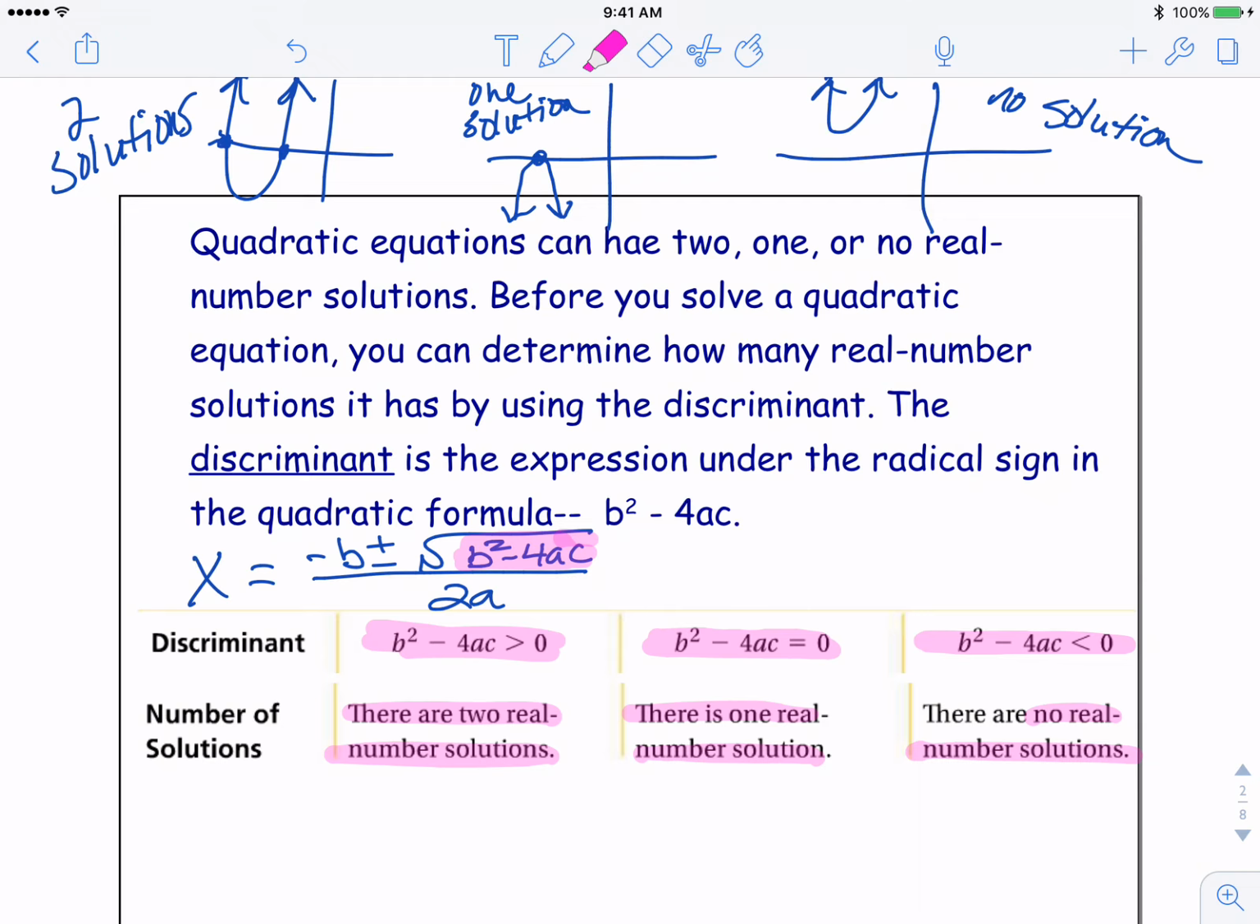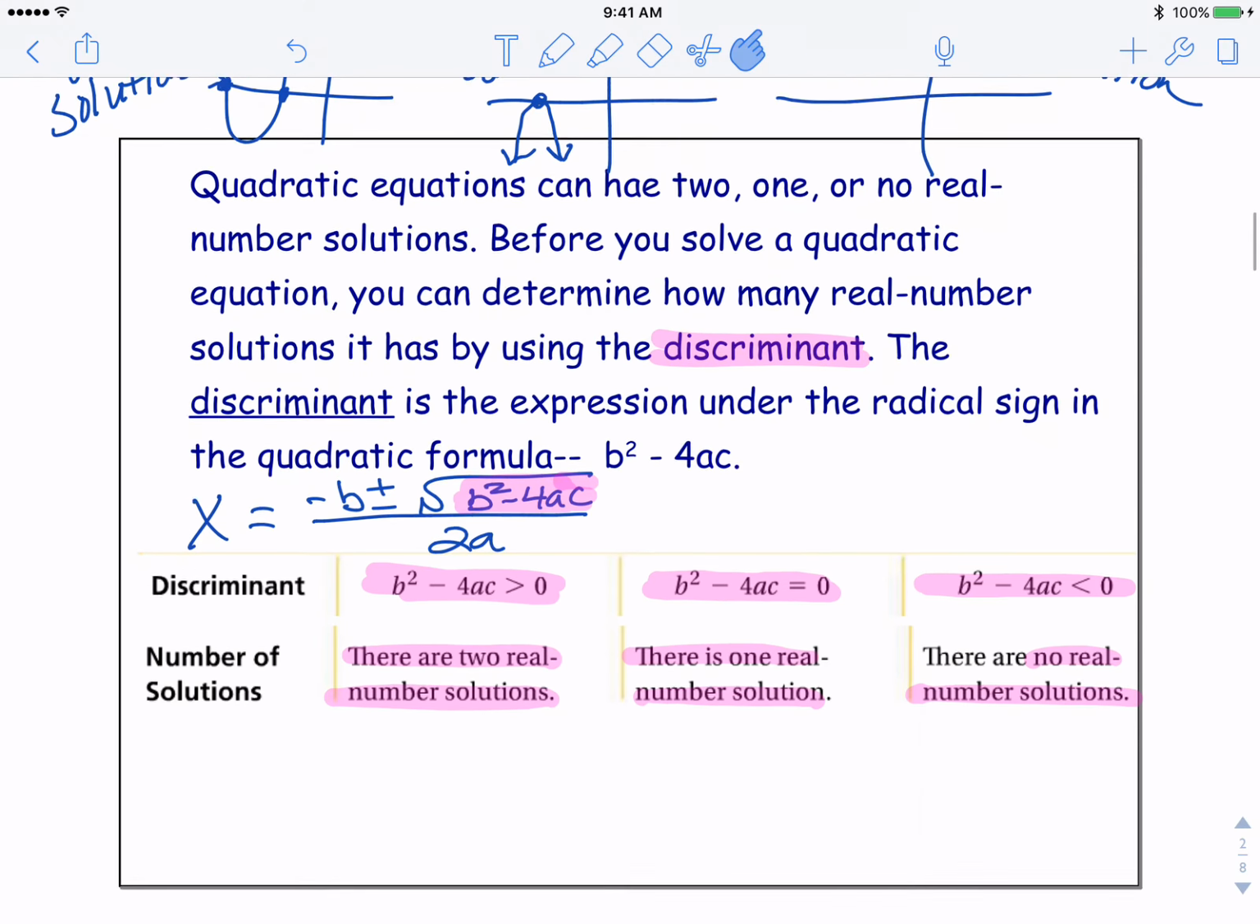So if we look at only that b squared minus 4ac, we can decide, and remember that b squared minus 4ac is called the discriminant. So we'll be able to tell just on that discriminant if our parabola is going to have 1, 2, or 0 solutions.